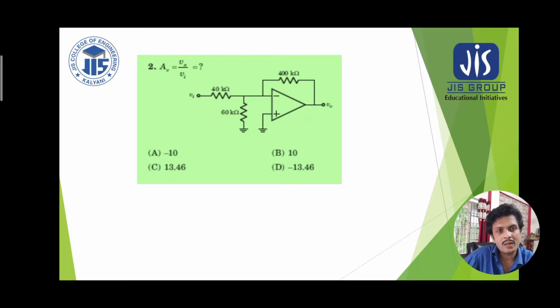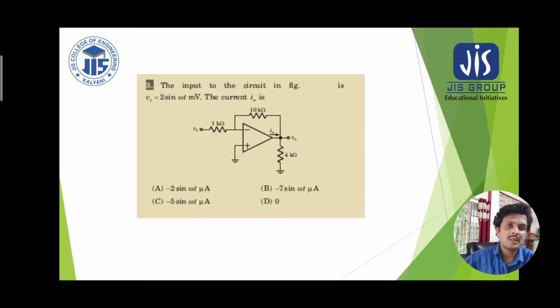So like the previous one, the same equation will be followed here, that is (Vi minus 0) by 40 plus (V0 minus 0) by 400 equal to 0. That gives V0 by Vi equal to minus 10. So the answer remains the same. There is no effect of the 60 kilo ohm on this problem.